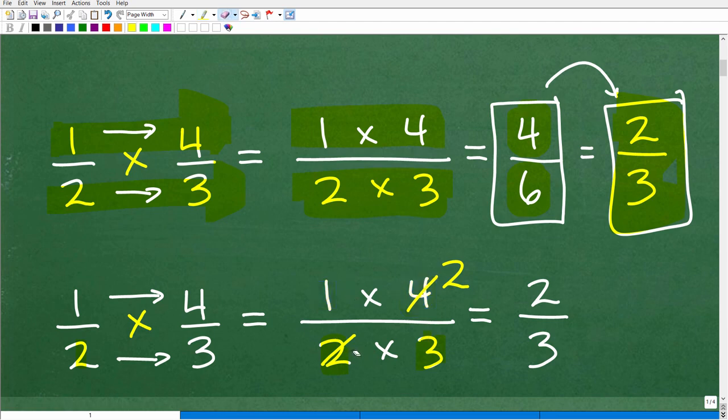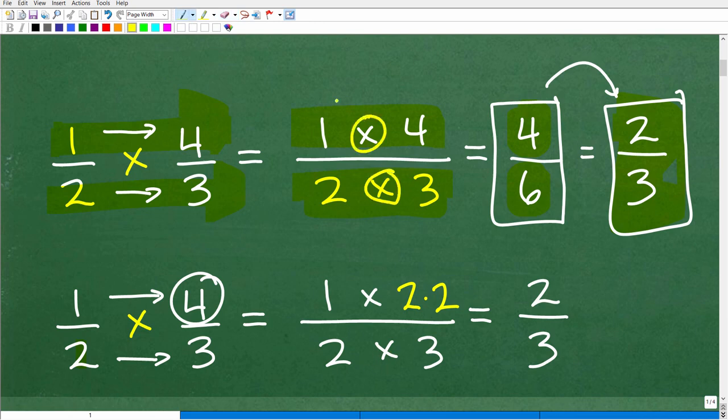Now you can see I'm doing something right here, and what I'm doing is called cross-canceling, okay? Let me show you exactly what's going on. We can think of 4 as 2 times 2. All these numbers are being separated by multiplication, which means that these are factors, okay?